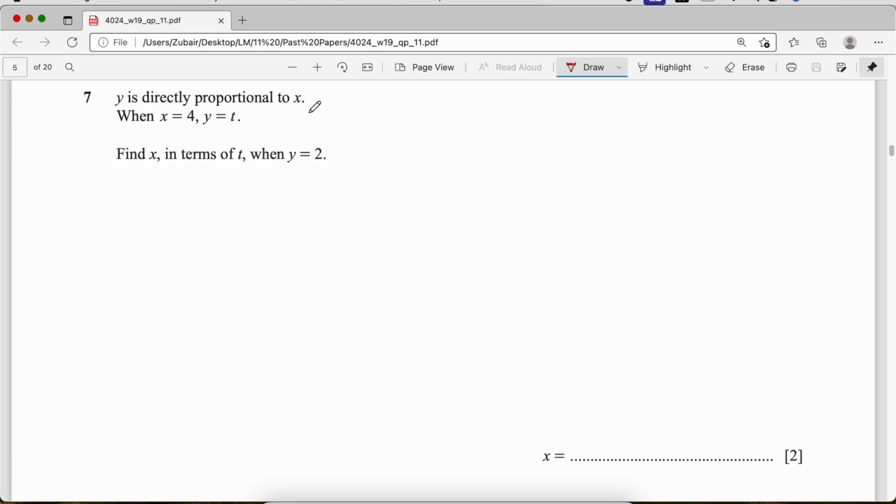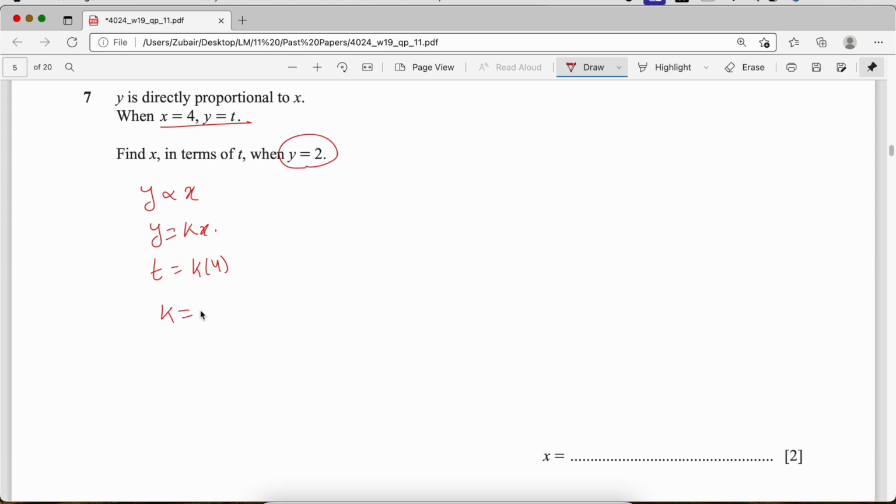Y is directly proportional to x. When x is equal to 4, y is equal to t. So y is directly proportional to x, y is equal to kx. First, set k, y is t, k stays as it is. This is 4. It says find x in terms of t when y is 2.